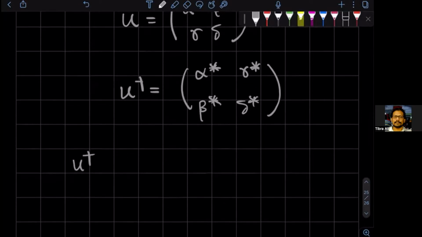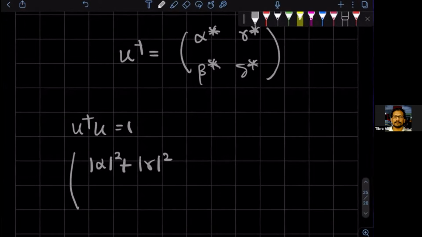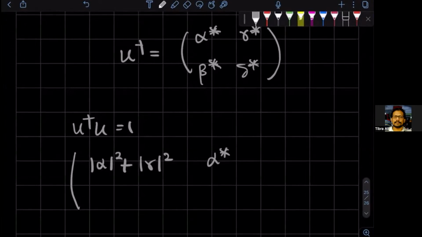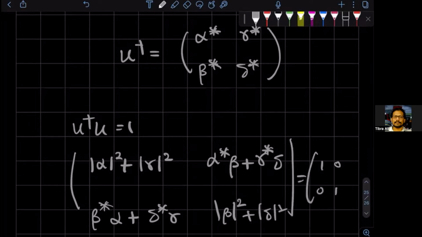So then U dagger U is 1, which means that the left-hand side is mod alpha squared plus mod gamma squared, alpha star beta plus gamma star delta. And here we get beta star alpha plus delta star gamma. And here we get mod beta squared plus mod delta squared. And this is equal to 1, 0, 0, 1.